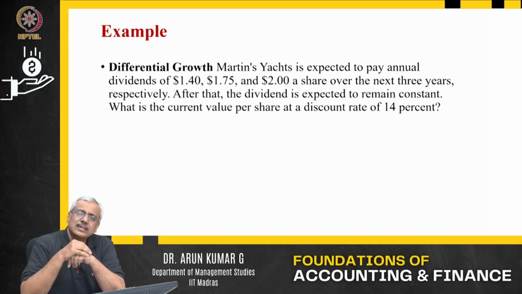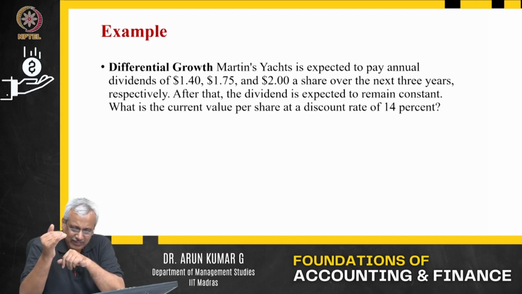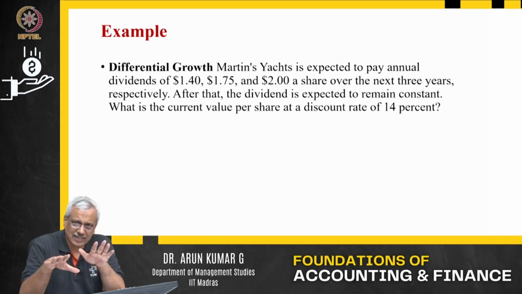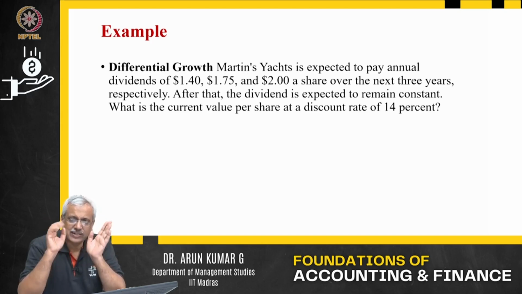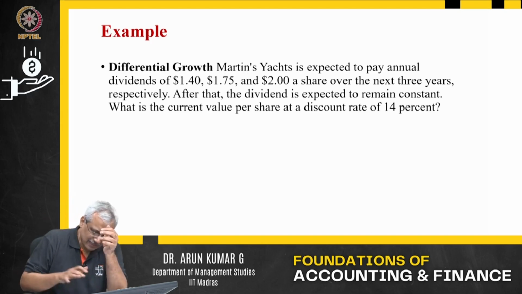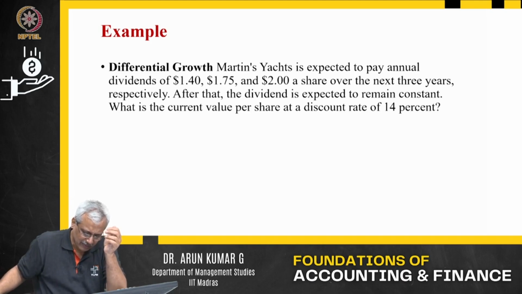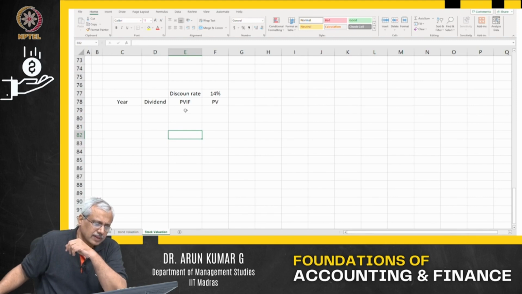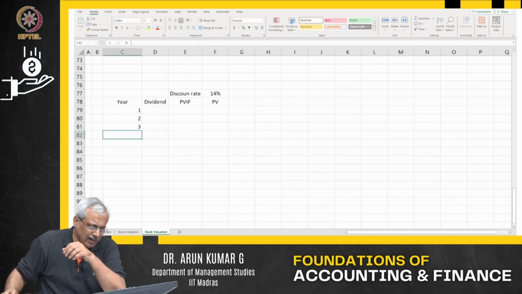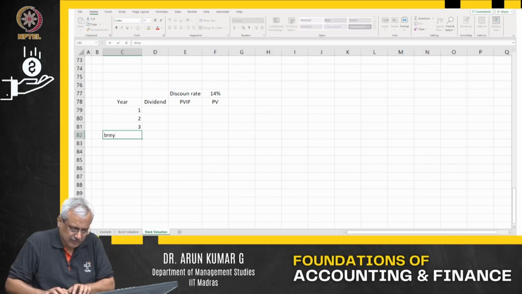After that, the dividend is expected to remain constant. So from the 4th year onwards, the dividend is going to remain constant. What is the current value per share if the discount rate is 14%? Again we are not considering capital gain, you are looking at only dividend based valuation. Let us go to the Excel sheet and try and see if we can calculate this. For a number of years, first year, second year, third year and then beyond 3 years.